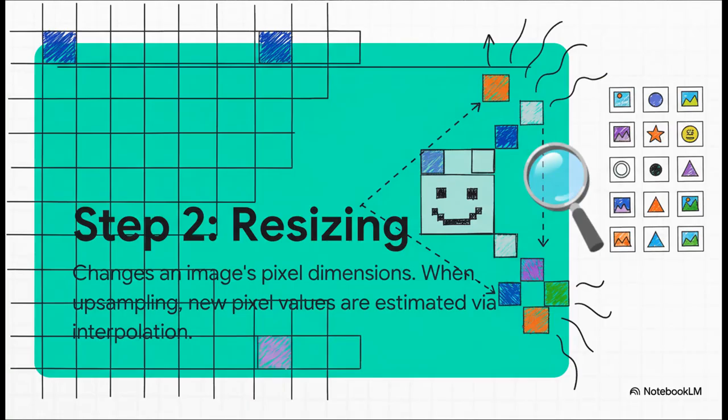You see, neural networks are kind of picky. They demand that every single input image is the exact same size. So we have to resize everything to a standard, like 64 by 64 pixels. But wait, what happens if you try to make a tiny image bigger? You suddenly have a bunch of empty spots in your pixel grid. Interpolation is the clever math trick we use to fill in those gaps.